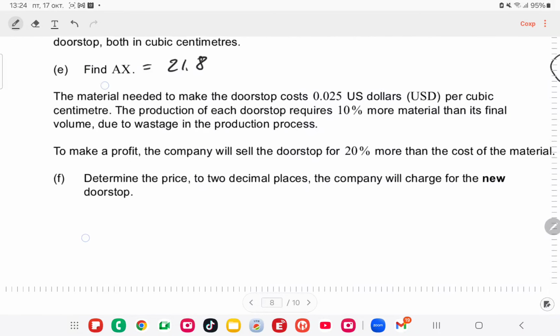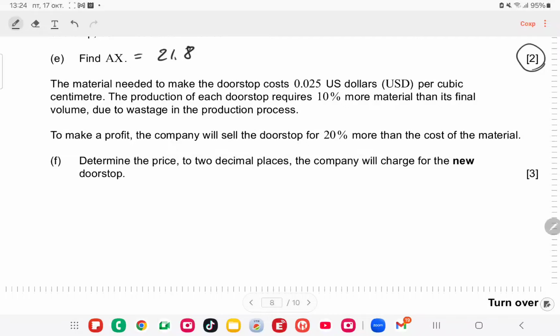And the last part: the material needed to make the doorstop costs $0.025 per cubic centimeter. The production of each doorstop requires 10% more material than its final volume due to wastage in the production process. To make a profit, the company will sell the doorstop for 20% more than the cost of the material. Now the question: determine the price, to 2 decimal places, the company will charge for the new doorstop.